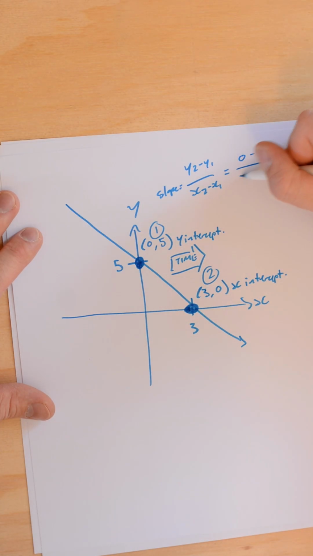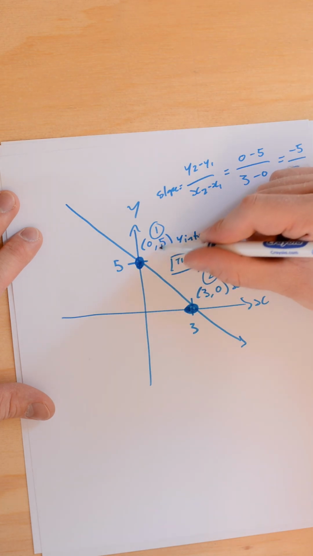This coordinate is x2, this coordinate is x1. 0 minus 5 is negative 5, 3 minus 0 is 3. So my slope is negative 5 over 3, and I could do a couple of formulas. I could do y equals mx plus b, where y equals negative 5/3 x plus 5.